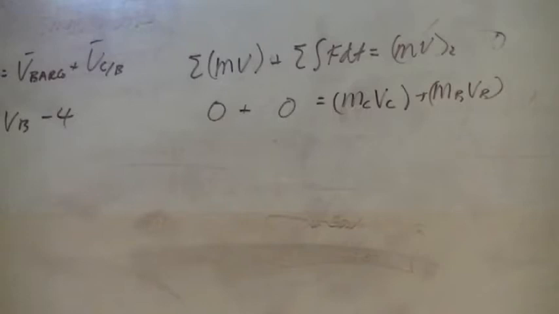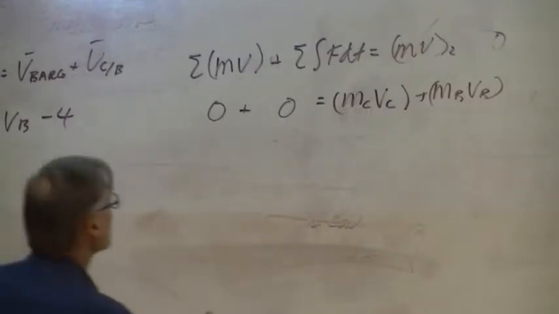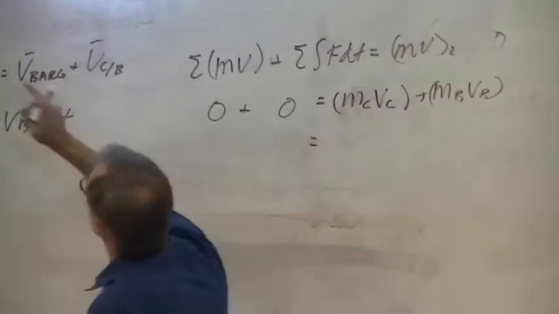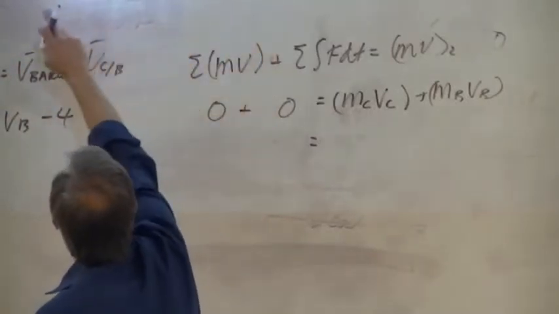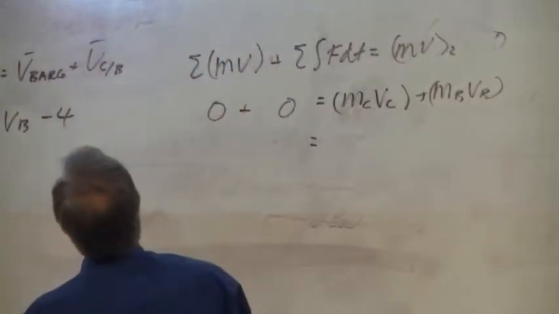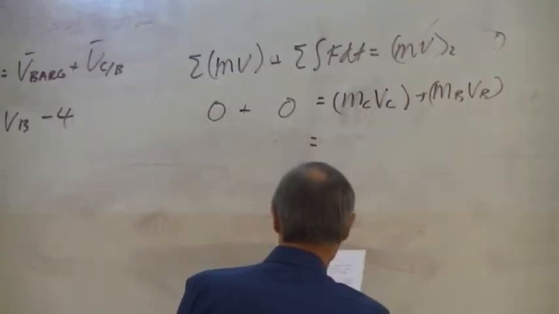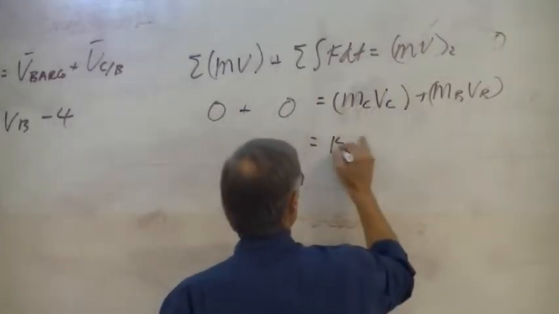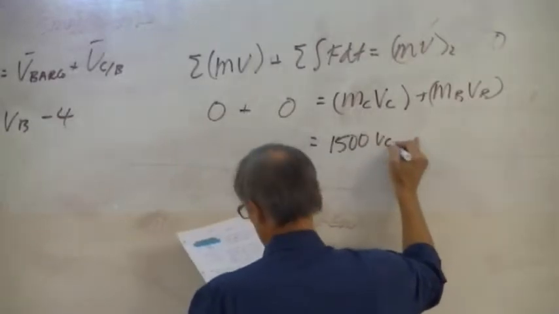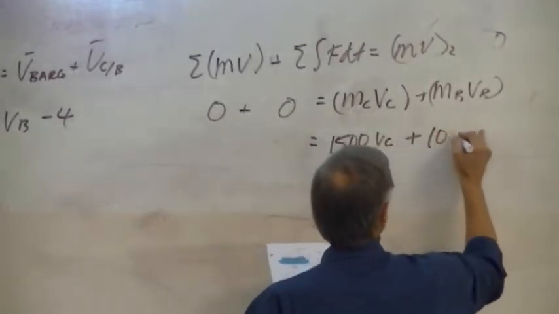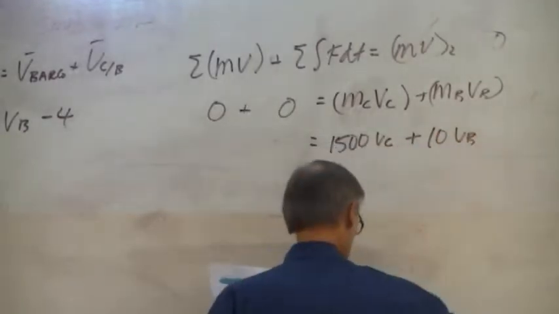Okay? So I got two equations, two unknowns. All I have to do is just start plugging things in, and we can find out what the relative speeds are. All right? So I have, this is equal to, what did I say that is? 1.5 kilograms, so 1,500 kilograms. So I'll call that 1,500 VC, velocity of the car, plus 10, velocity of the barge. I'm sorry, 10,000.